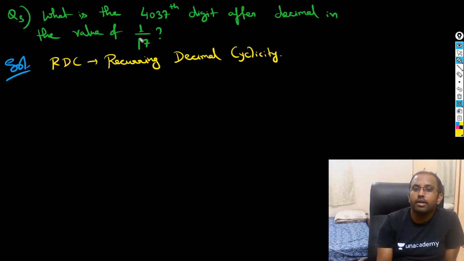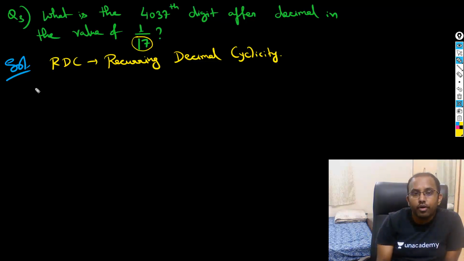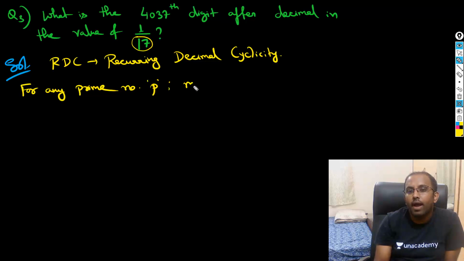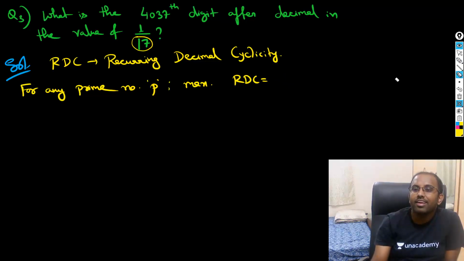For any prime number p, its maximum RDC is 16. That means after 16 digits, it ought to repeat all the values. For example, for any prime number p, its maximum RDC is p minus 1. In this case, 17 minus 1, 16.